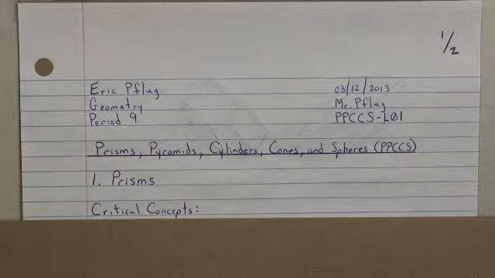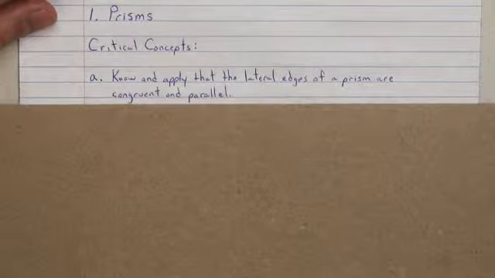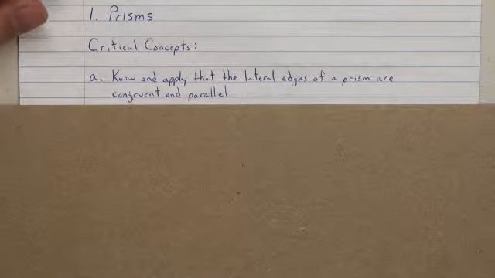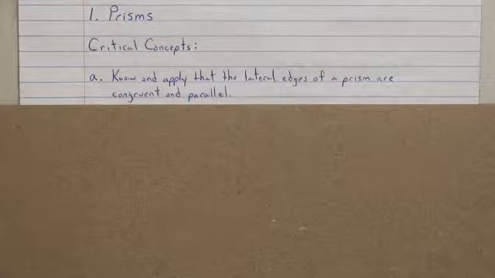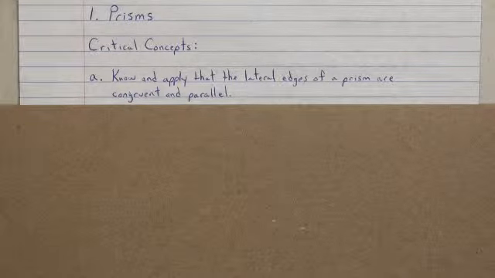Okay, so there's a few critical concepts that we need to talk about when we're dealing with prisms. Alright, here's the first one. We need to know and apply that the lateral edges of a prism are congruent and parallel. And we'll see exactly what a prism is and what the lateral edges means. Okay?